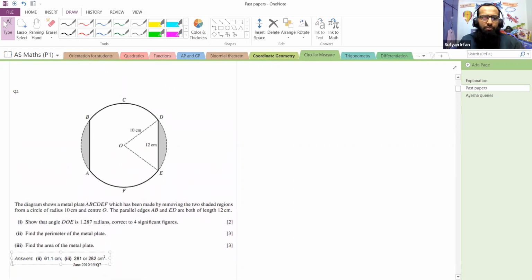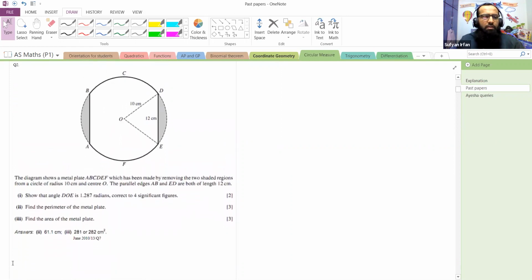Right. Another question. The diagram shows a metal plate ABCDEF, which has been made by removing the two shaded regions. As I said, the first part is to read the question very carefully, because if you are not going to read it properly, we will not be able to solve it. The diagram shows a metal plate ABCDEF, which has been made by removing the two shaded regions from a circle of radius 10.